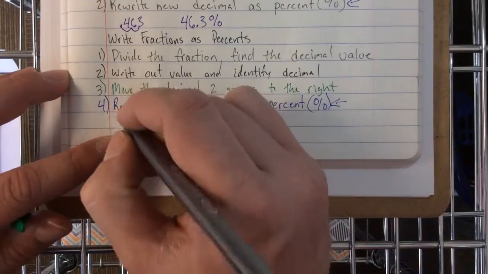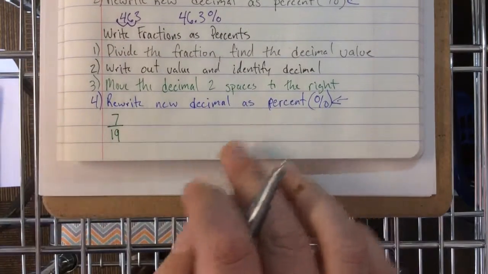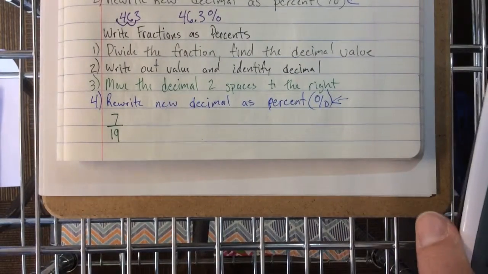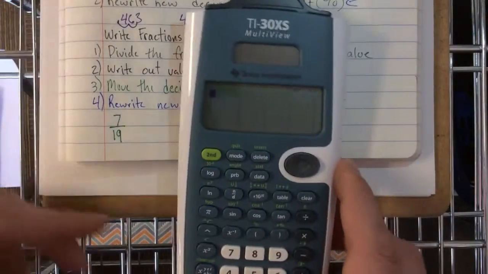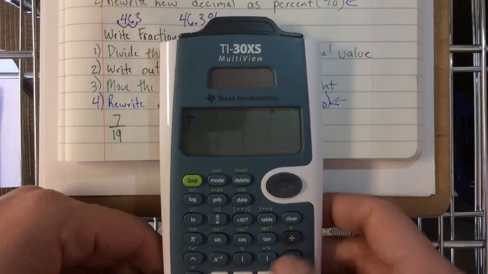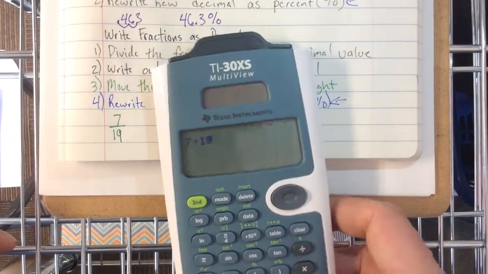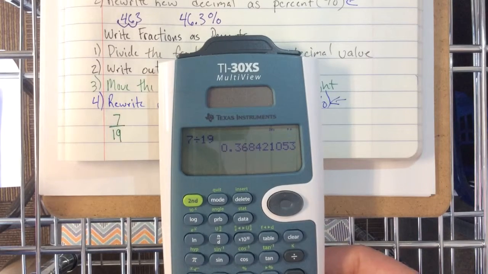So let's look at 7 over 19. That's our fraction. So what do we need to do first? We need to divide our fraction. So 7 divided by 19 gives us 3.684.